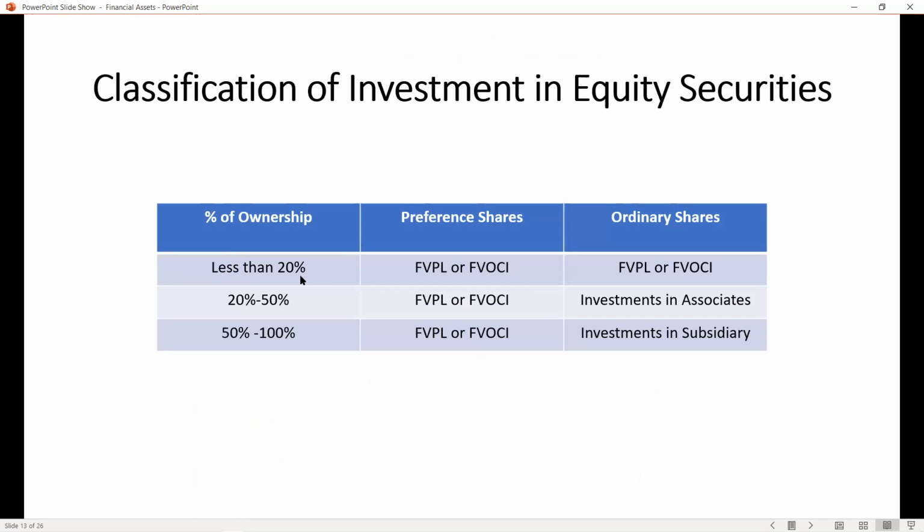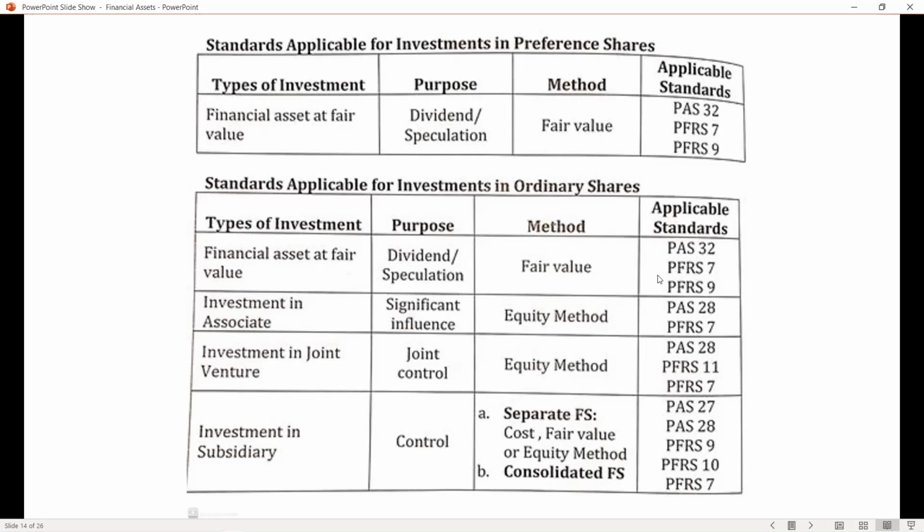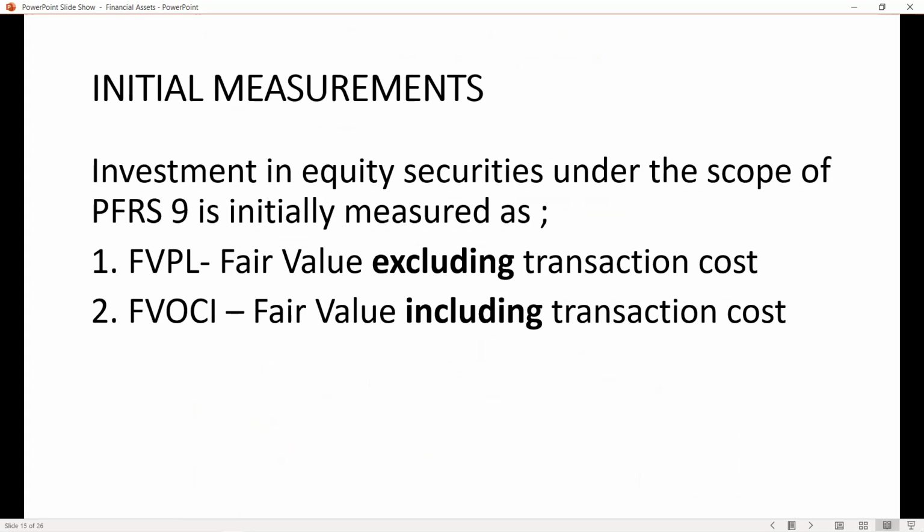Ito lang, less than 20% lang yung under PFRS 9. Yung iba, PFRS 28, PFRS 11, tsaka PFRS 7 na yung iba. So dito, under PFRS 9, kapag yung equity instrument na yun is nasa scope of PFRS 9 pa, ang initial measurement natin, if FVPL siya, fair value excluding transaction cost.